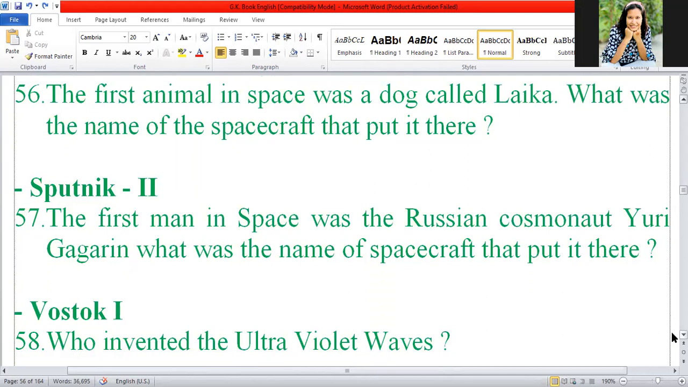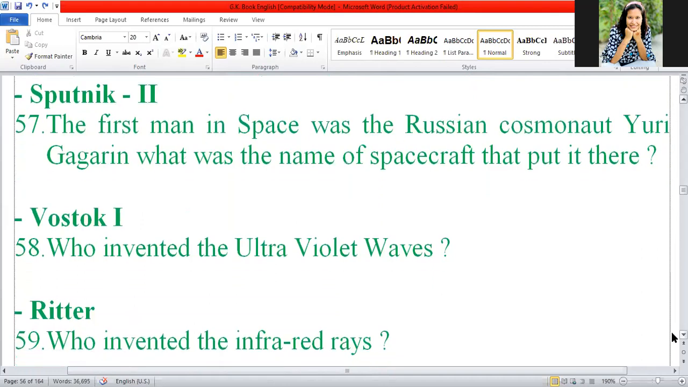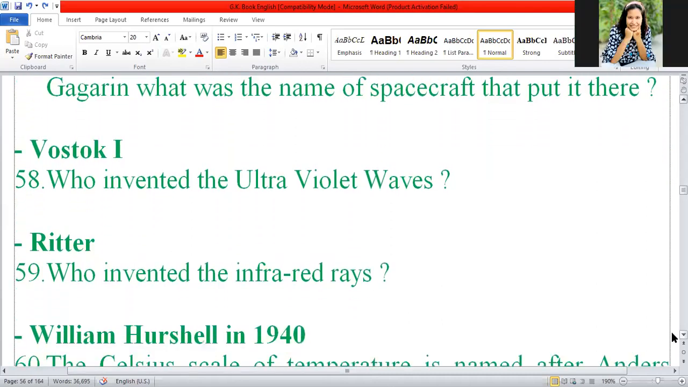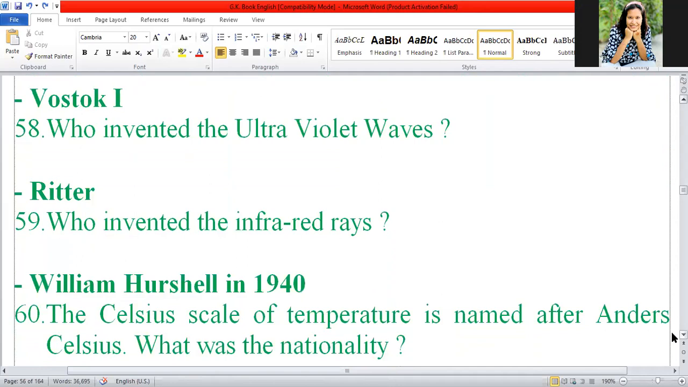Question number 58. Who invented the ultraviolet waves? The right answer is Ritter. Ritter invented the ultraviolet waves. But who invented the infrared rays? The right answer is William Herschel.